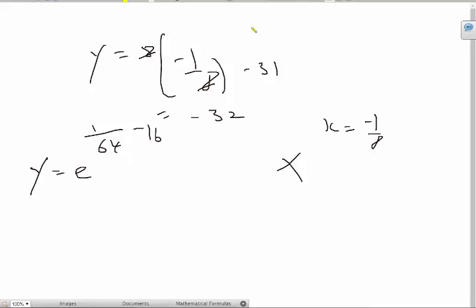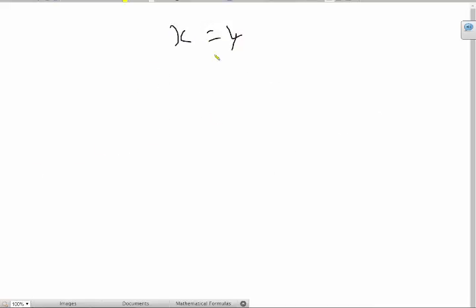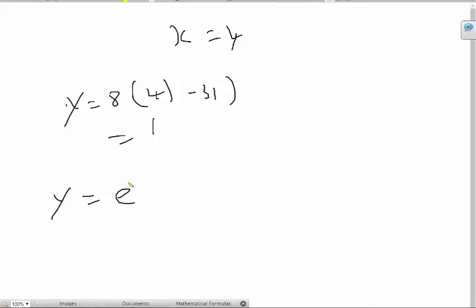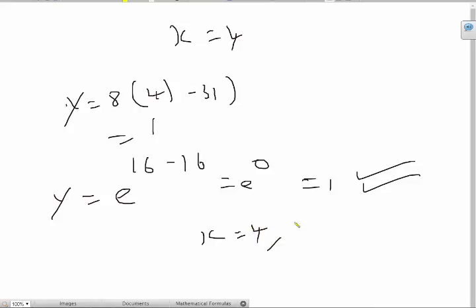Okay, now let's look at the case where x equals 4. We have y equals 8 times 4 minus 31, and this gives us 1. And for the other case, we have e raised to x squared, so that will be 16 minus 16, e raised to 0, and we know that this is 1. And therefore, this is a solution. And so our final answer is x equals 4, y equals 1.